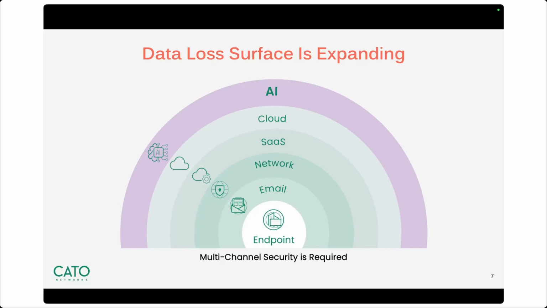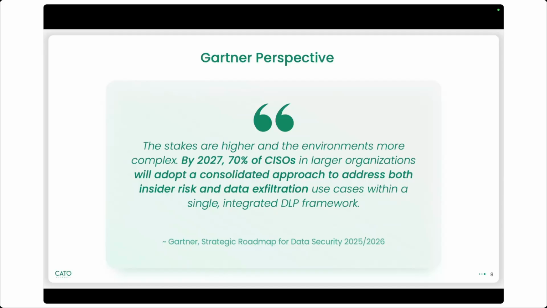So it's quite simple. A multi-channel security risk requires a multi-channel security solution in order to ensure that your data is completely secure and protected. And Gartner agrees with this perspective. As you see here in this quote, by 2027, a good portion of CISOs are going to have to adopt a consolidated approach to address both insider risk as well as data exfiltration. So put it in short, by next year, CISOs are going to be looking at a converged approach like a Cato SASE platform that's going to help them secure their sensitive data across their entire enterprise real estate.